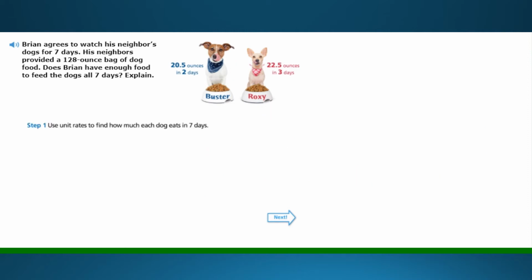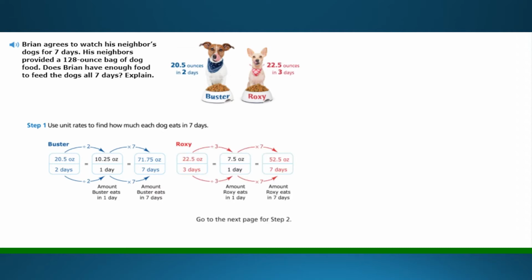All right, step 1, use unit rates to find how much each dog eats in 7 days. So we did that. We know we had to get days to 1, that's our denominator. And this says amount Buster eats in 1 day. And then you multiply that by 7 days, amount Buster eats in 7 days. So we know that 71 7/500 ounces is how much Buster eats in 7 days. Then you would do the same thing for Roxy.